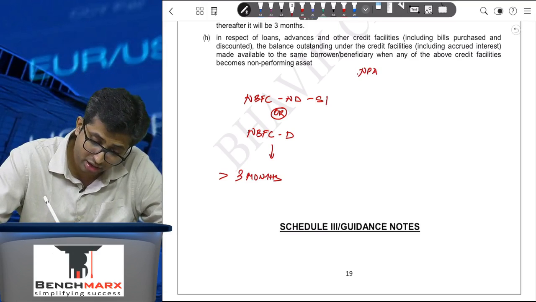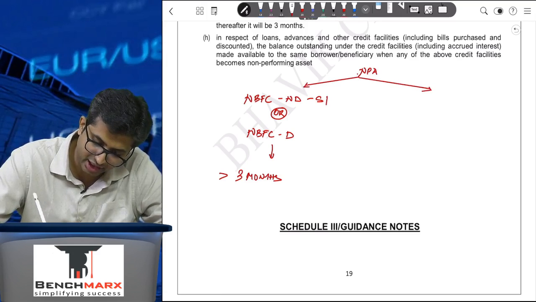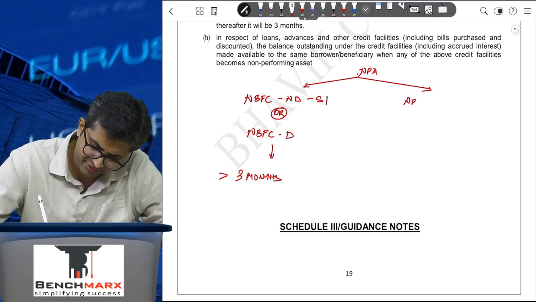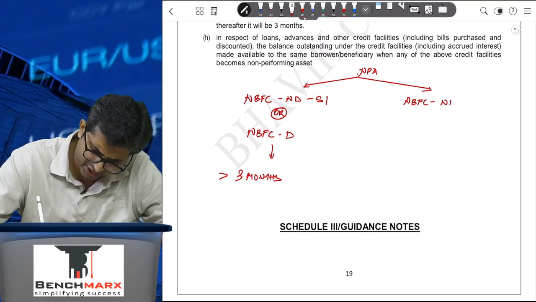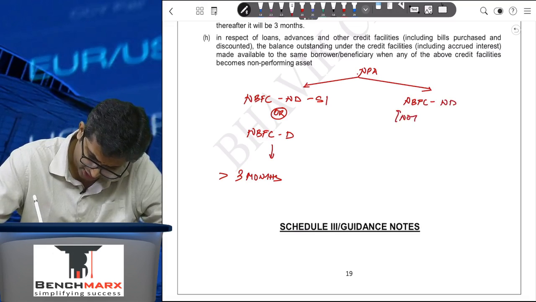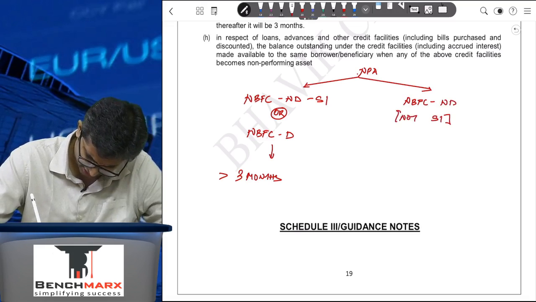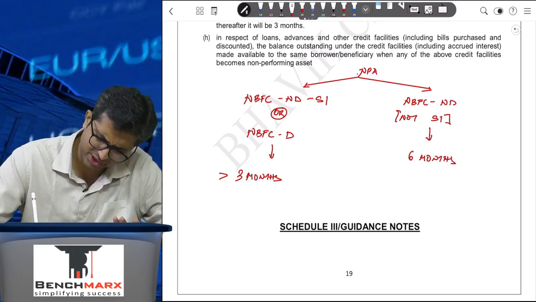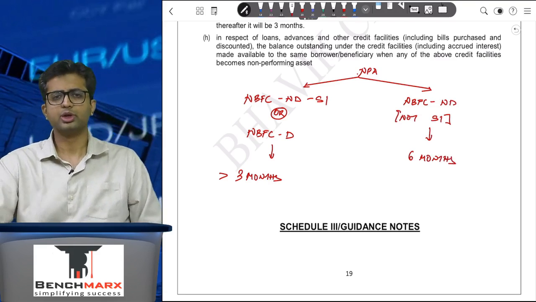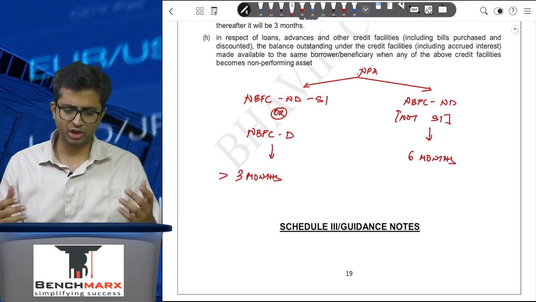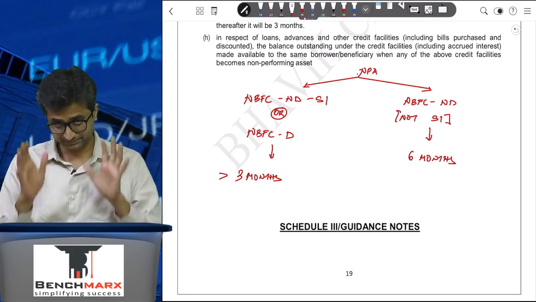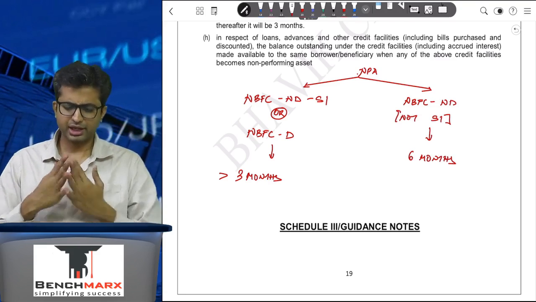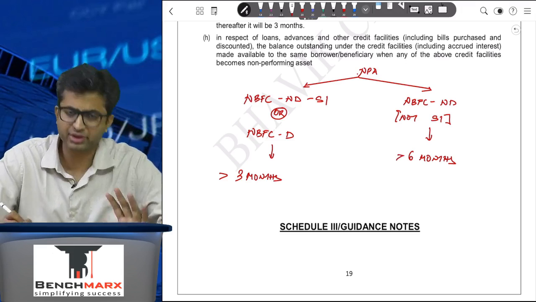For a non-deposit taking NBFC ND, so this is non-deposit taking, which is not of a systematic significance, in which case this is 6 months. These two things you remember, it is the same in each. So it is like banks only. You look at bills, you look at loans, you look at interest, but the time limit greater than 3 months, overdue greater than 3 months, then it is NPA.